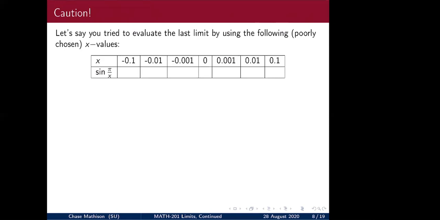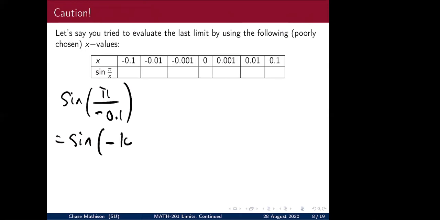So this value here, sine of pi over negative 0.1, that's the same thing as sine of negative 10 times pi, right? Because again, 1 over 0.1 is just 10. So that's all the simplification I did there. Does anyone know what the sine of negative 10 pi is? Okay, if you don't.